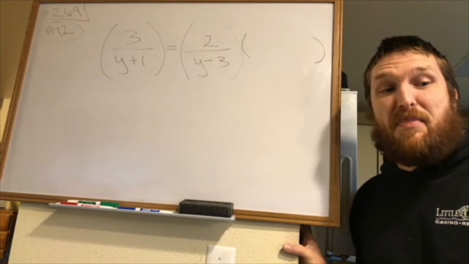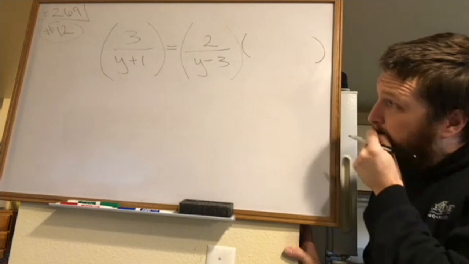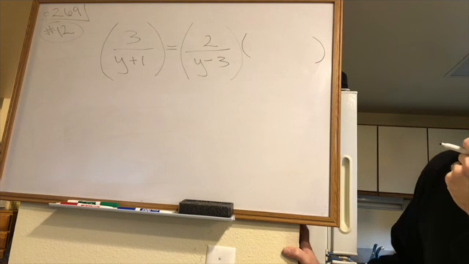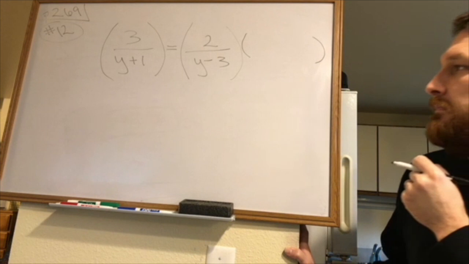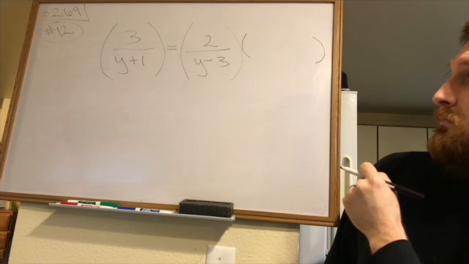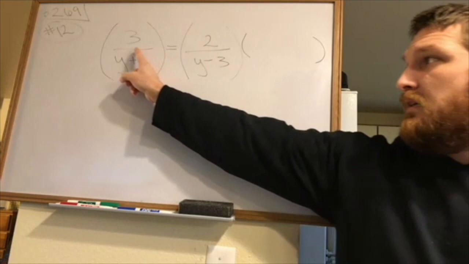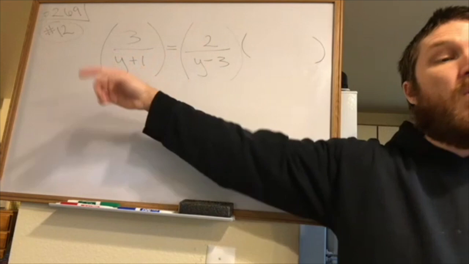Or some things in this case, you'll need to multiply them by y. First off, I'm thinking about this too hard. How do I kill this thing right here? What do I need to multiply by y plus one? And this is how we're going to be thinking about these things.